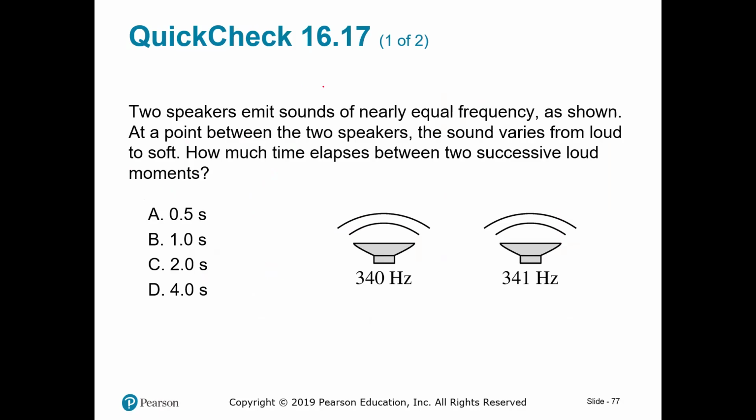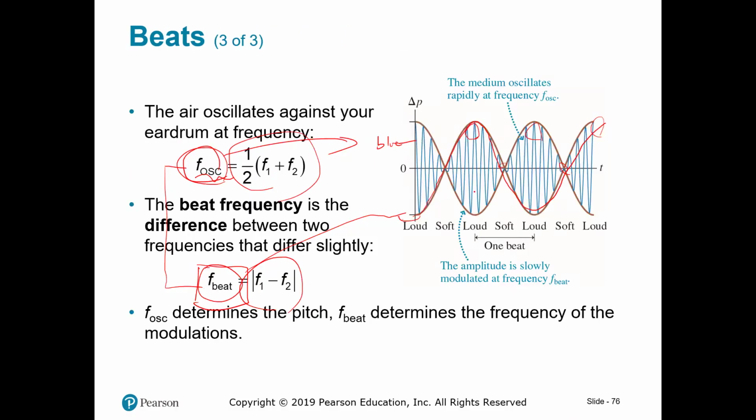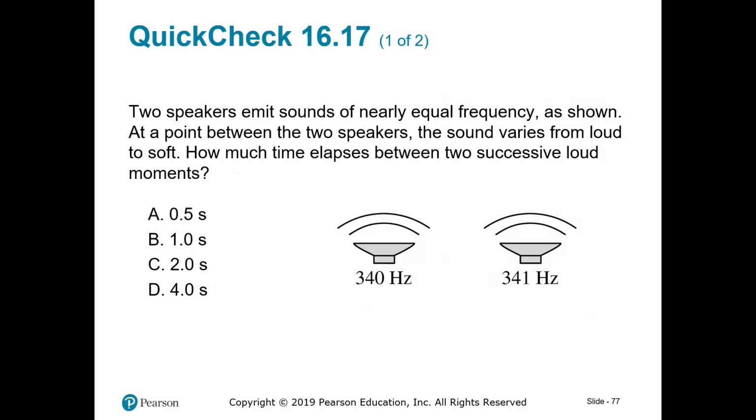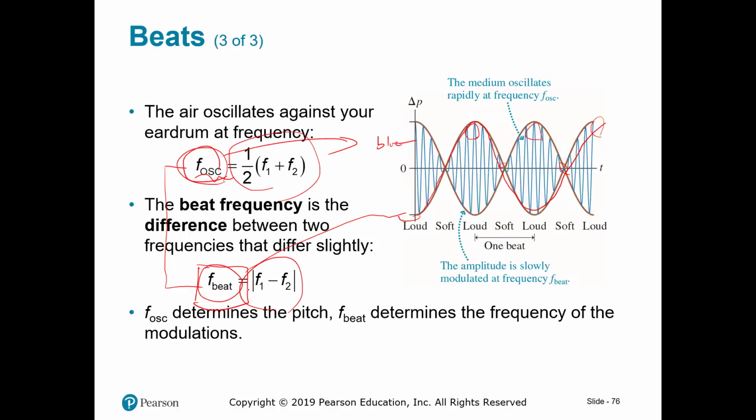So now two speakers emit sound at nearly equal frequency, but slightly different. Again, as shown here, at a point between the two speakers, the sound varies from loud to soft. So here it says loud and soft. That means this is about the blue wave. How much time elapses between two successive loud moments? And then you have the beat frequency based on the difference here.